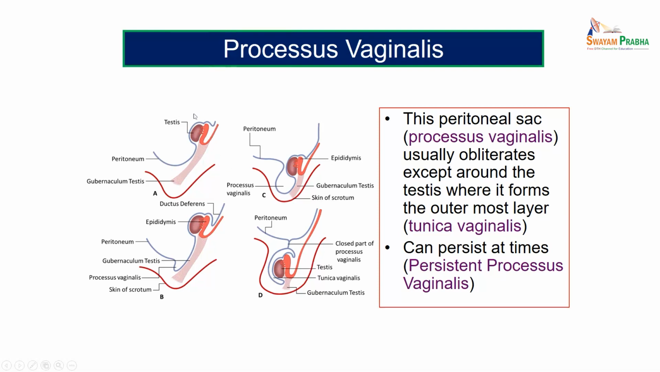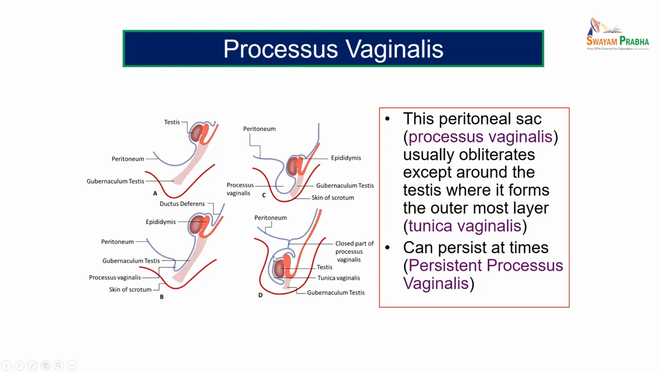So, in this picture you can see that the testis is descending into the scrotum. This is the scrotal sac. When it descends, it is also dragging a pouch of peritoneum, which we call the processus vaginalis. What happens is that this processus vaginalis is going to get obliterated. The communication with the peritoneal cavity is obliterated.